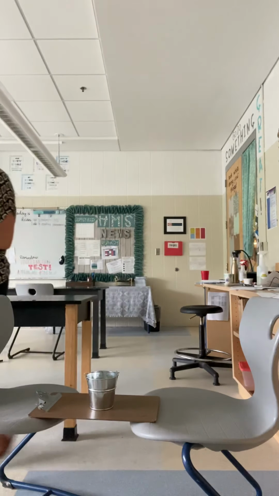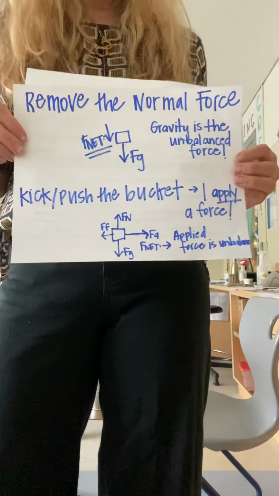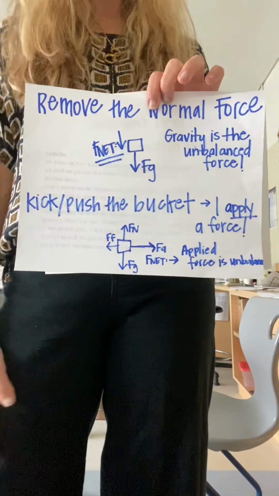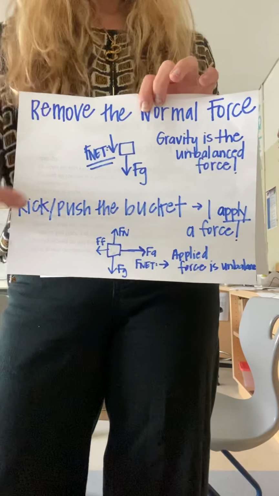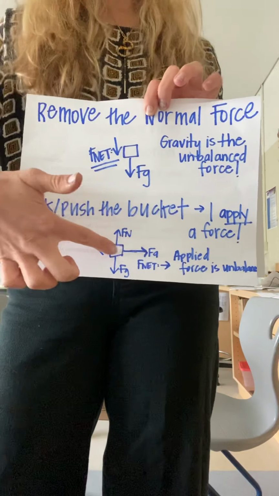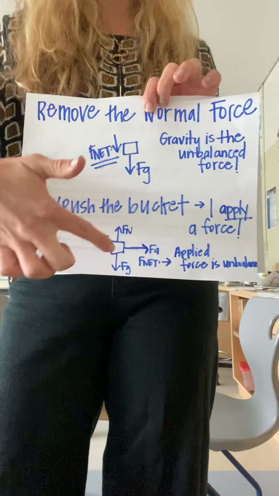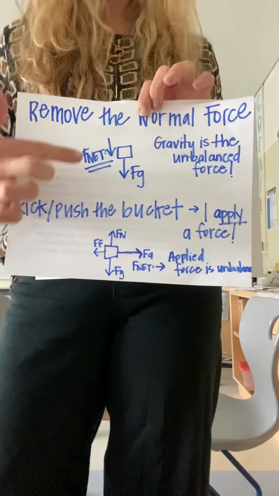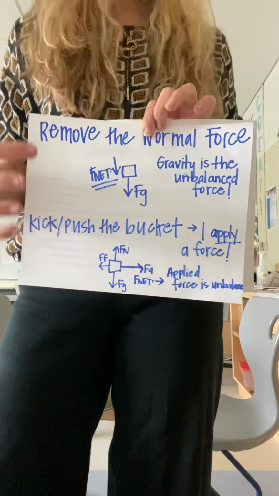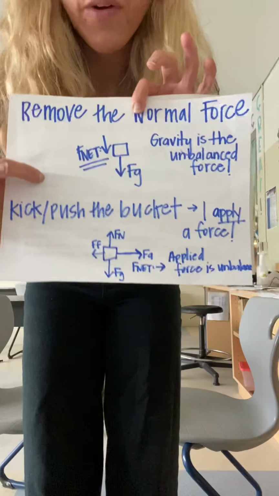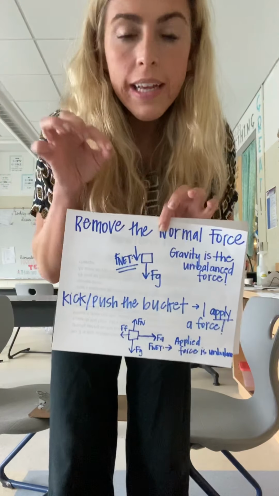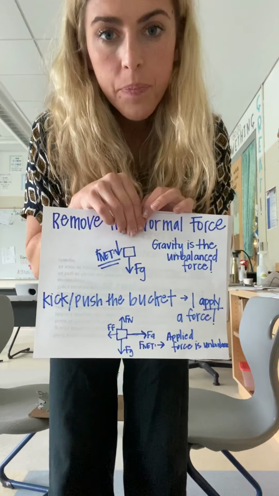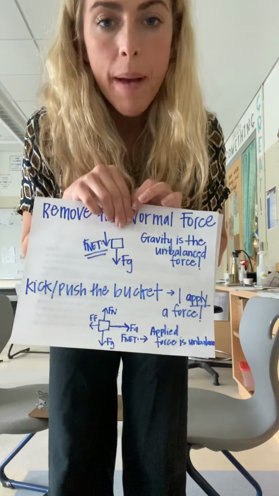Let me show you this, okay? When I removed the normal force, gravity was the unbalanced force acting, going down. The net force was going down. When I pushed it, I was applying a force so that the unbalanced force was my applied force, okay? So the thing that happened in both of those scenarios, or really all three, was that I introduced an unbalanced force, okay? So if I asked you, what is required to change an object's motion, what would you say? Hopefully, it would be an unbalanced force.